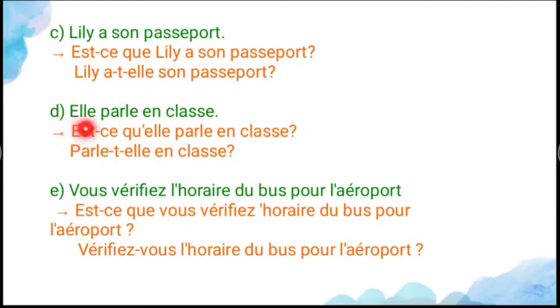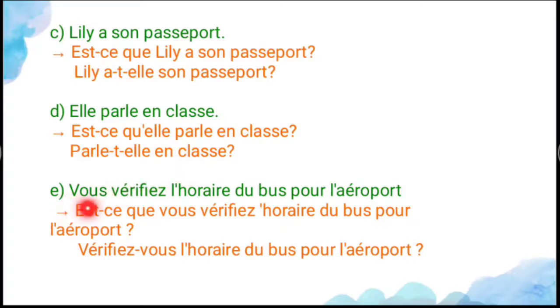And next, D, elle parle en classe. She speaks in class. So when you change it into the first form, that is the standard form, est-ce qu'elle parle en classe? Does she speak in class? And the second form, that is the inversion form, is parle-t-elle en classe? So here the verb is what? Parle, and the subject is elle. So here the verb ends with E and the subject begins with E, so you have to put T. So parle-t-elle en classe? So, does she speak in class?